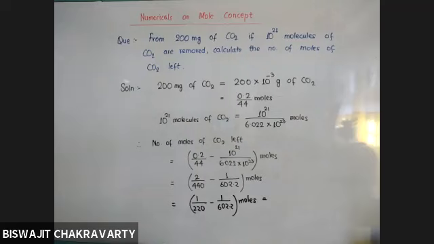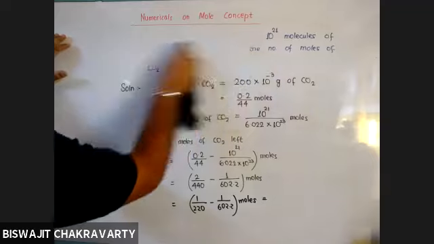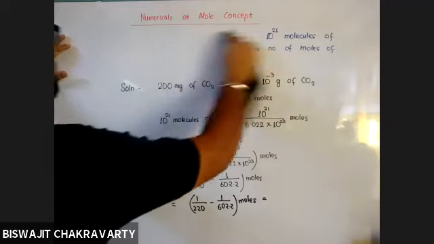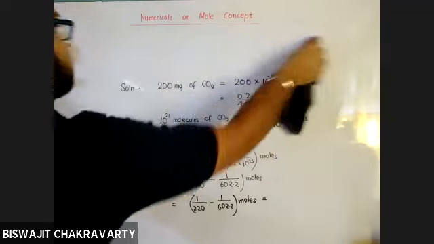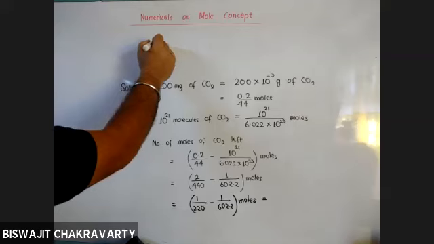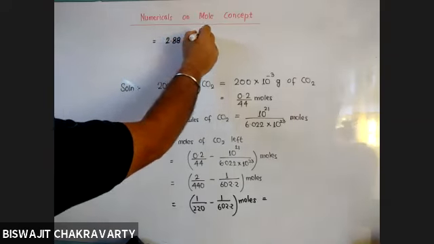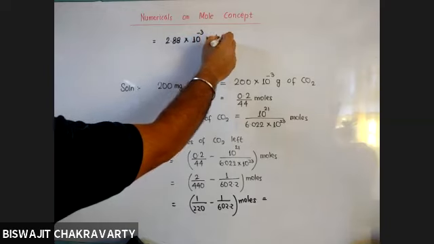Sir, 0.0029 approx. You are getting 2.88? Yes, sir, 2.88. Okay, that means you have got it correct. The final answer will come out to be 2.88 into 10 to the power minus 3 moles. Is it okay? Yes, sir.